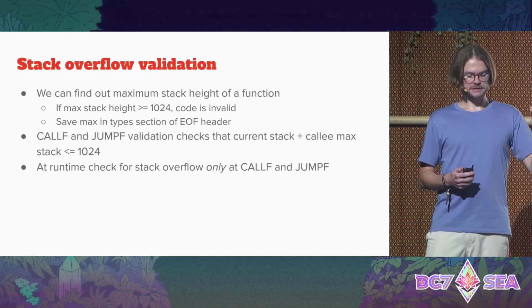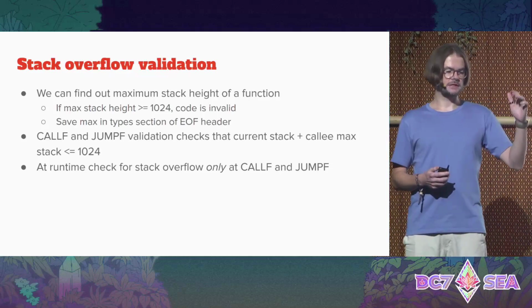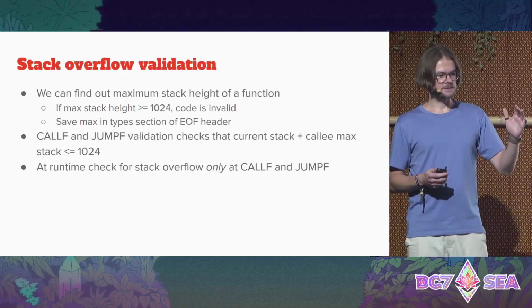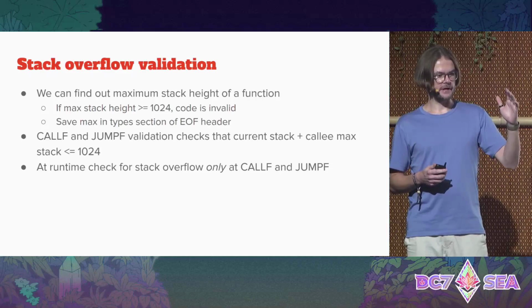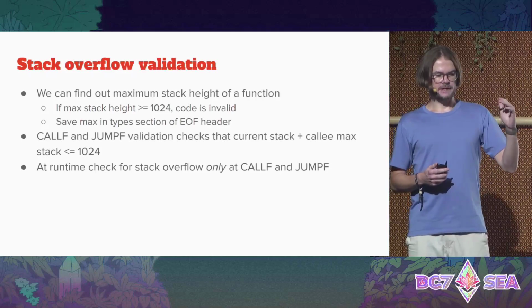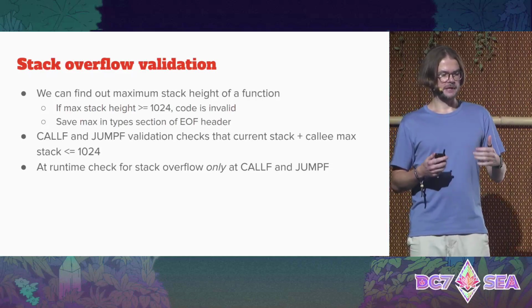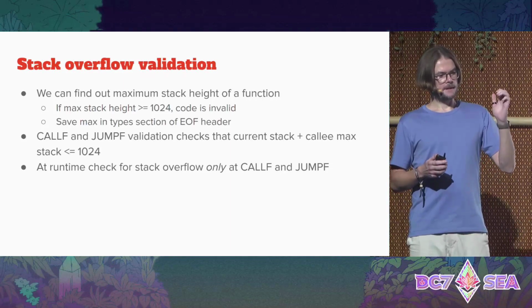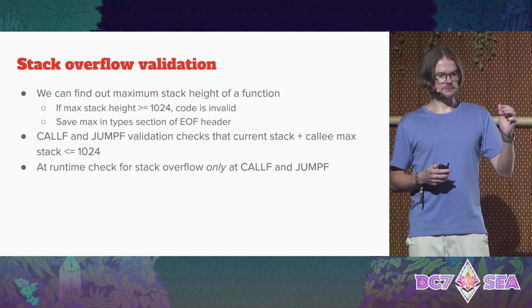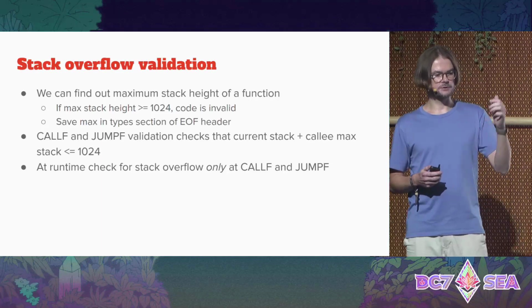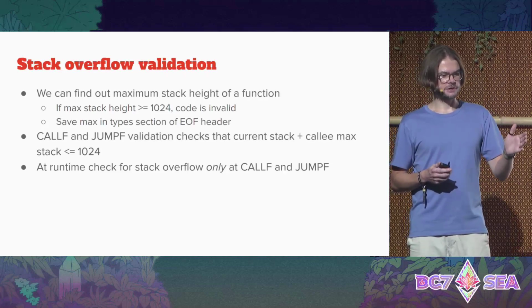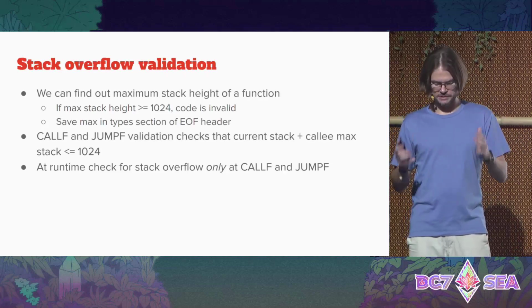We recorded stack height at every instruction in this algorithm, and we can just find the maximum of these stack heights, and this value is going to mean the maximum stack height value of this function's frame. If this value is above the stack height limit, it means execution of this function may overflow, and we reject it immediately at validation. We do not allow it to be deployed. If it is within the limit, we record this maximum stack height value in this function's metadata in the EOF header. And then this value is used for validating the calls into this section, and also at execution time when we execute call F or jump F into this function.